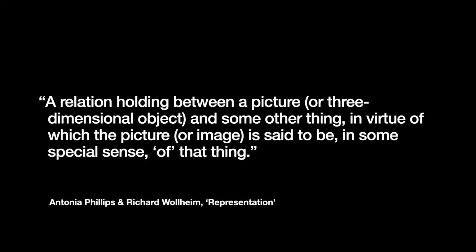Now, if you look at what people say about pictorial representation, as it is called, the representation that you find in pictures, it still can sound ridiculously abstract. So have a look at what Antonia Phillips and Richard Wollheim write in their article on representation in the link below. So they say that representation in pictures is a relation holding between a picture or three-dimensional object and some other thing, in virtue of which the picture or image is said to be in some special sense of that thing. So Phillips and Wollheim make a lot of this single word, of. In a sense, we can say that pictures are always of something, a picture of a person, a picture of a tree, and that of somehow is a marker of the representational relation.